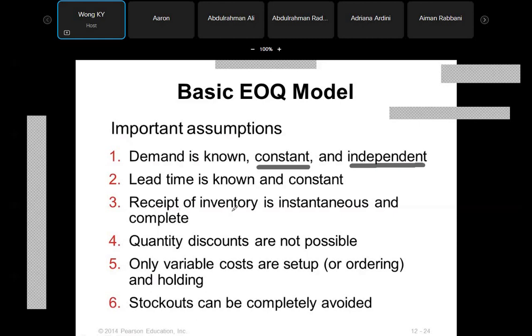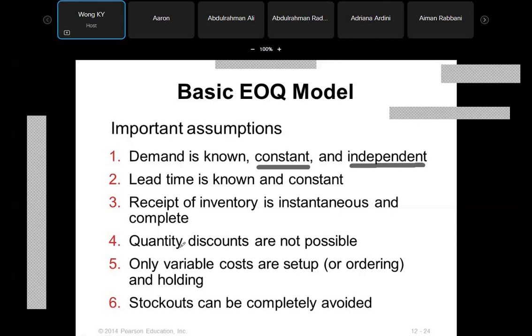The third assumption: receipt of the inventory is instantaneous and complete. For example, we place an order of 100 units of inventory, scheduled to arrive on day 10. So on day 10, all the 100 units must arrive completely and instantaneously. We cannot say, oh, 50 units arrive on day 10, another 50 units arrive on day 11, and so forth. We cannot have such scenarios. All the units being ordered must arrive completely at the same time, instantaneously.